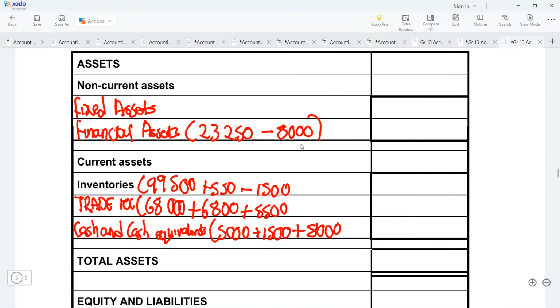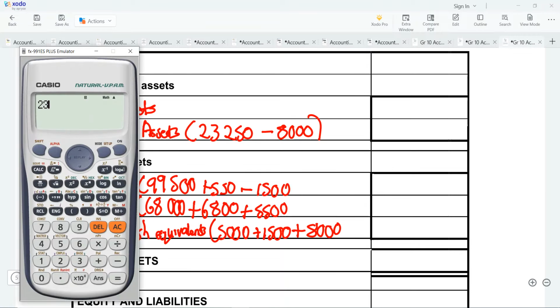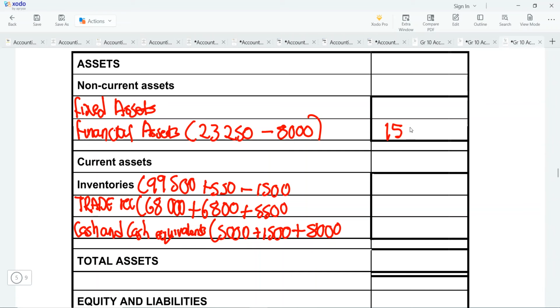Let's start with the financial assets. We have 23,250 minus 8,000. It is giving us 15,250. Okay, so we got that figure, and then because we don't have other things, it means this one will be a balancing figure, so we'll need to come here, and then we go to our inventories.